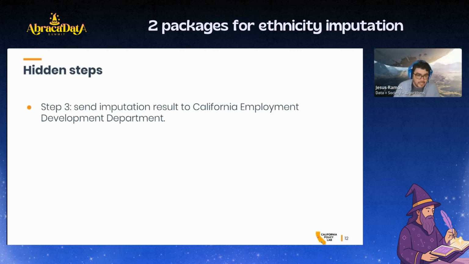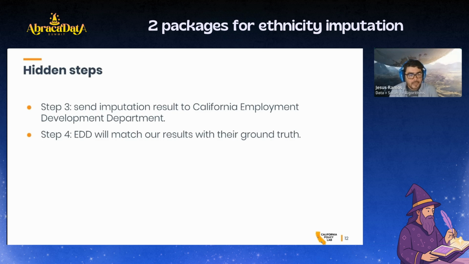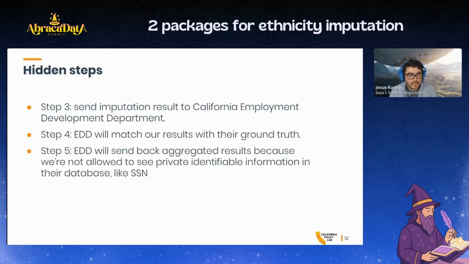That have been in contact with the EDD at some point in time. So they are the ones that do perform the linking between what we generate through the Imputer database and running the Imputer database through the models using those packages. And they take that and link that with their own data. Now, again, EDD will match our results with their ground truth, and they will send it back aggregated results because we're not allowed to see private identified information in their database like SSN.